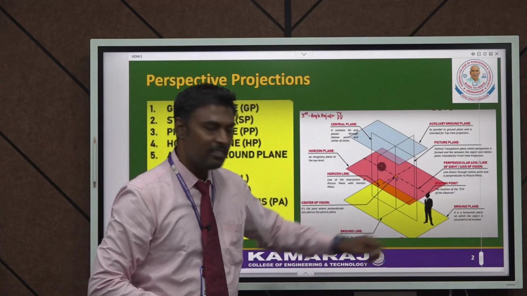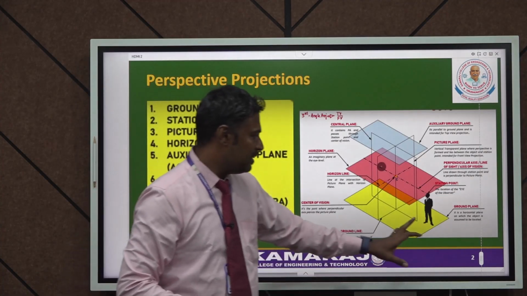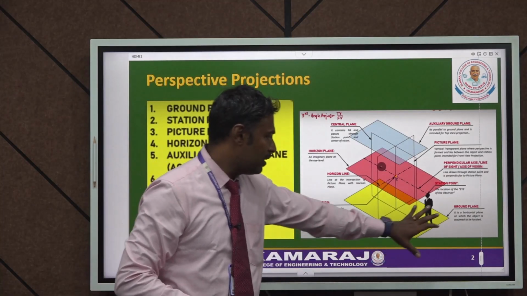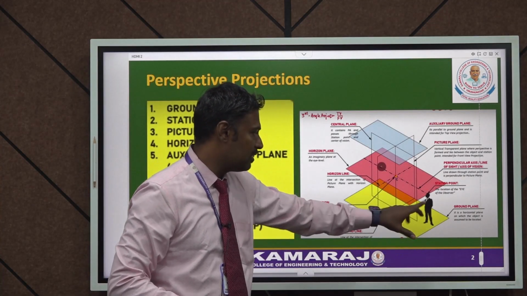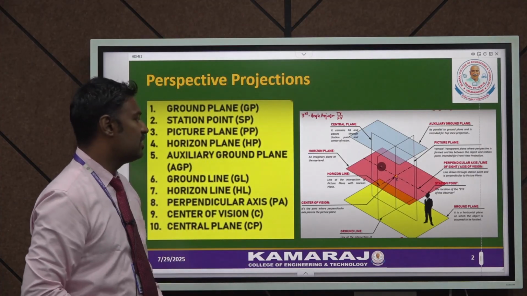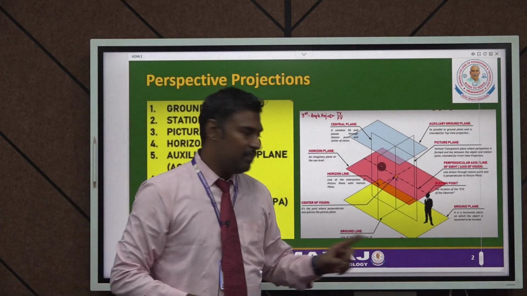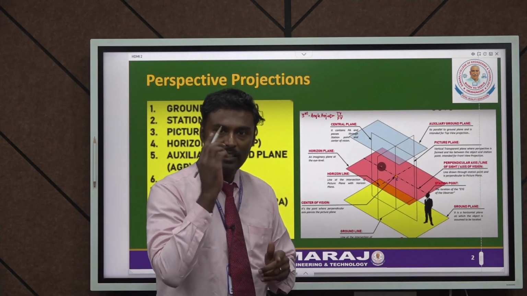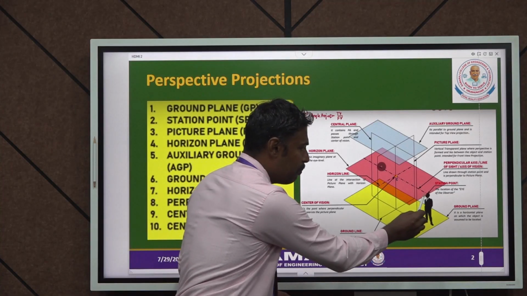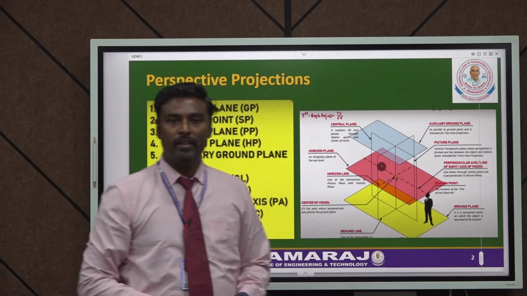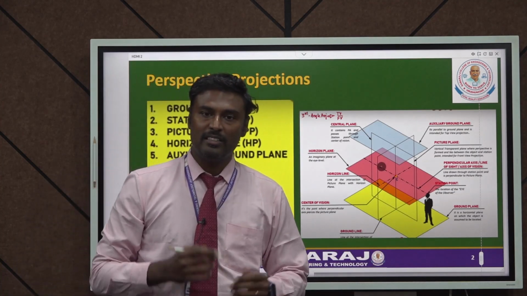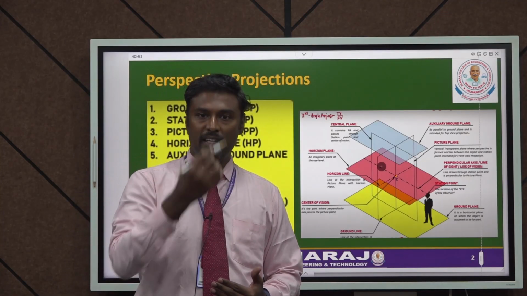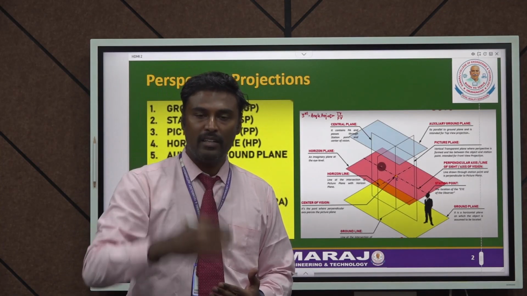The first one is ground plane, the plane which is displayed in this yellow color. This plane is known as ground plane. Imagine a person is standing over the ground plane. So this yellow color plane is a ground plane, and the next one is station point. Imagine the eye of the observer, because this person is an observer. Look at the eye. This eye point is known as the station point. Mostly in perspective projections, the station point is given.